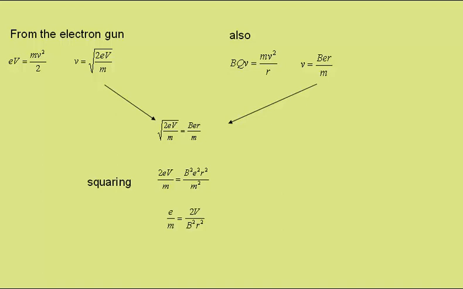And we can rearrange to the charge to mass ratio of the electron being given by 2 times the potential difference of the electron gun over the magnetic flux density B squared and the radius of the circle of the electrons squared. So these are all measurable quantities, allowing the charge to mass ratio of the electron to be calculated.